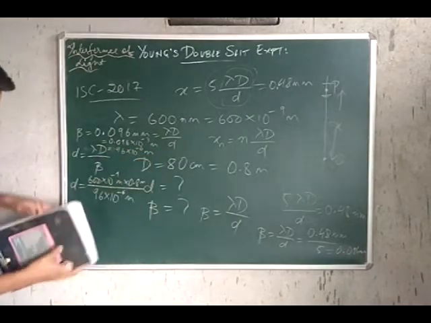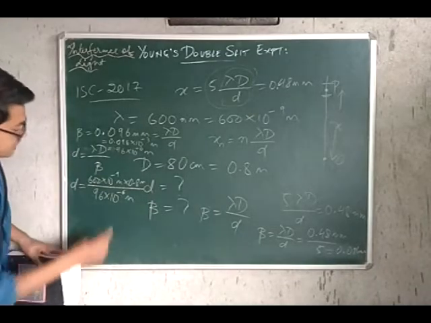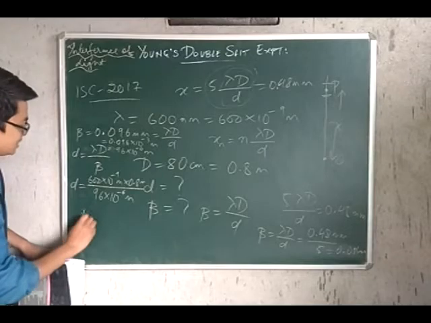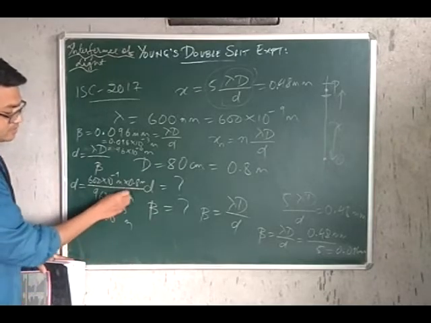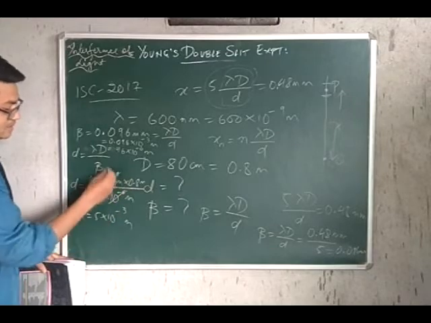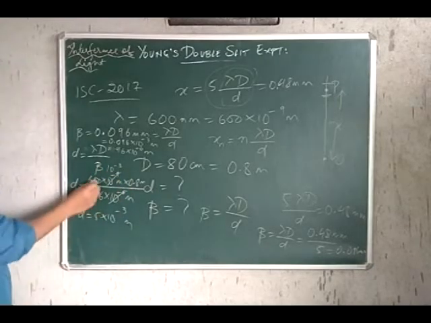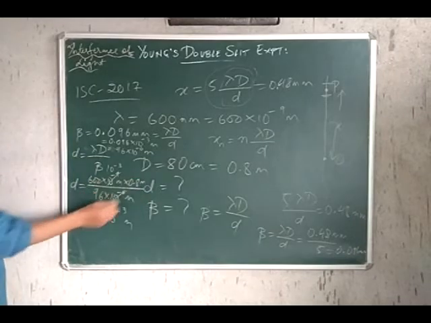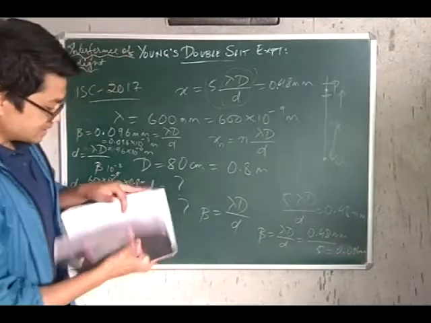Once you do the calculation, you will get small d to be 5 into 10 to the power minus 3 meters. So 10 to the power minus 6 and 10 to the power minus 9 will give you 10 to the power minus 3 already. When you do the calculation for 600, 0.8 and 96, it comes out to be 5.